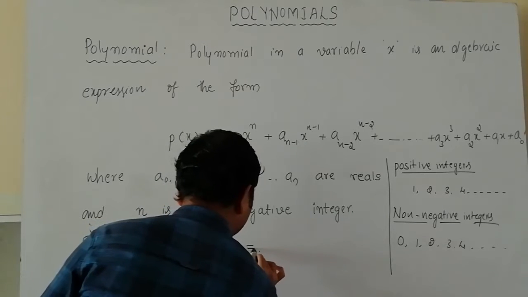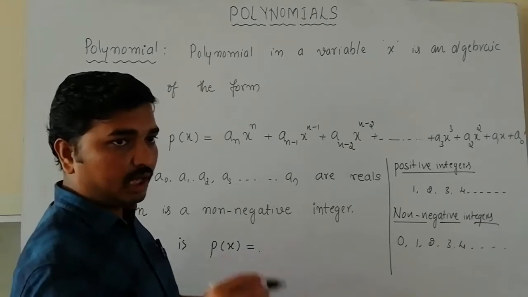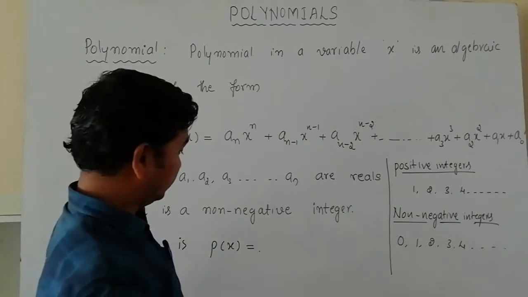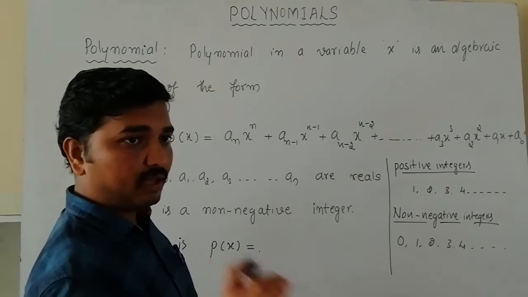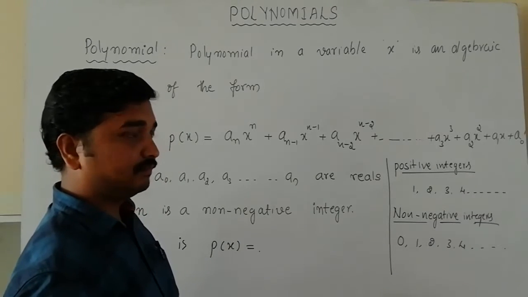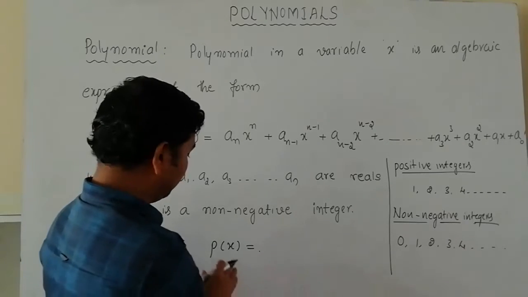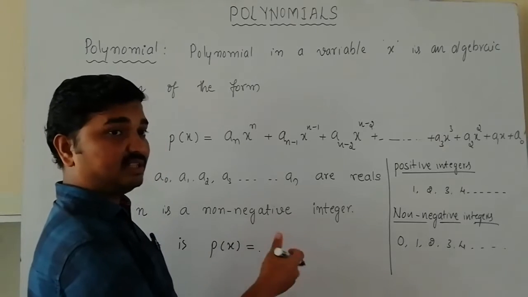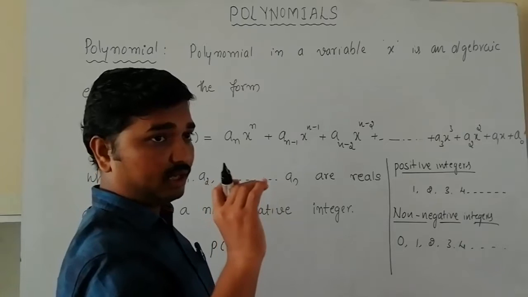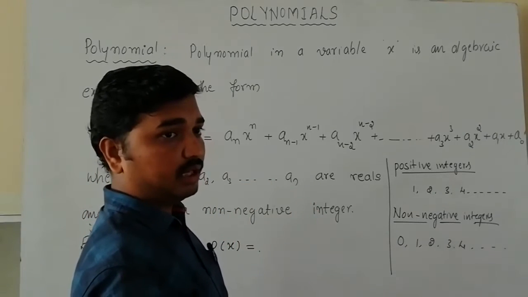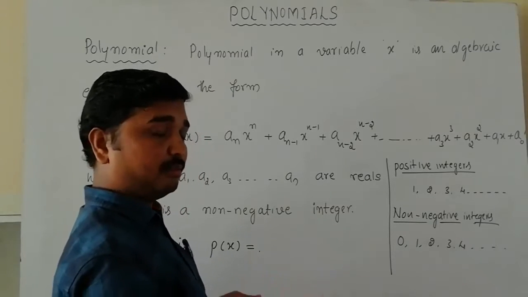I'm going to write like this: P of x is equal to. Whenever I have written P of x, you can immediately understand that whatever polynomial I am going to write down, the variable in that polynomial is x. By looking at this, you can understand which is the variable in the upcoming polynomial. So I have to write only x in place of the variable. I can't use any other letter apart from x.